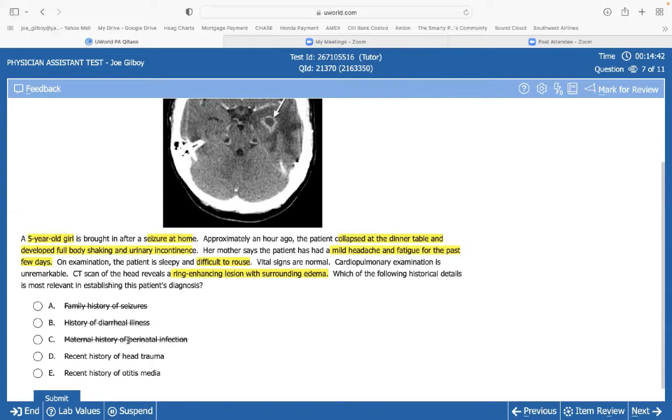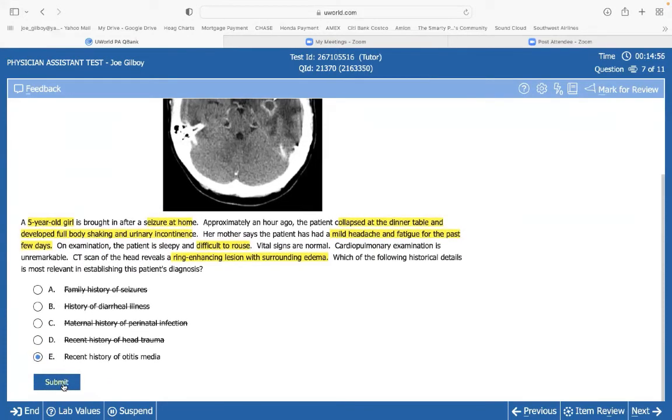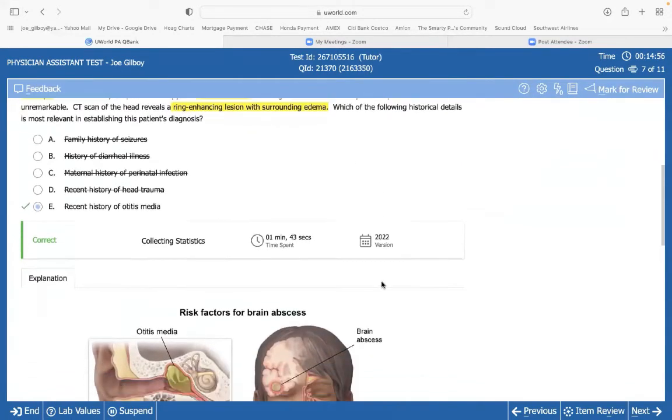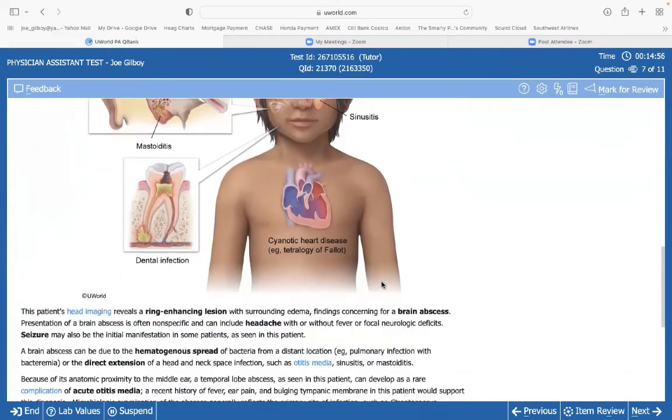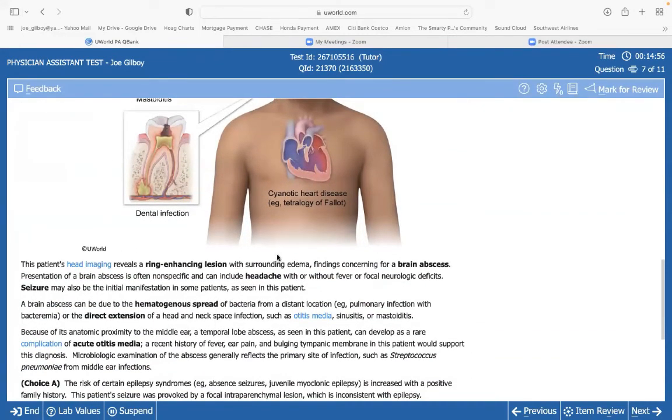And you're like, head trauma cause a lesion? No, it'd be a subdural or epidural bleed. I think that's it, Joe. I'm not 100% sure, but we're right. What the kid's got is a brain abscess, because that's what the ring enhancing lesion means, right? If we didn't remember it.